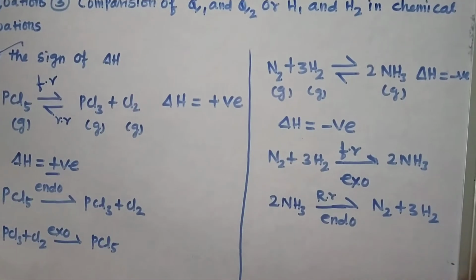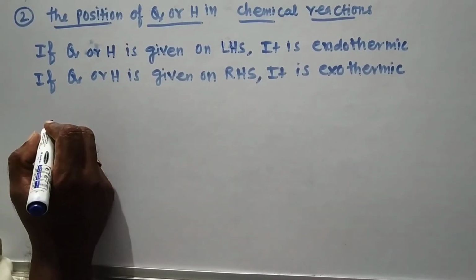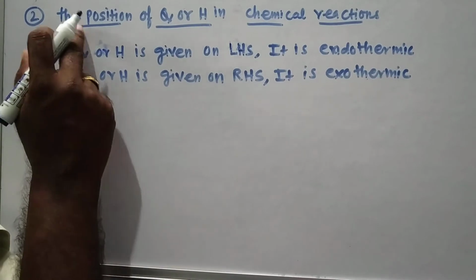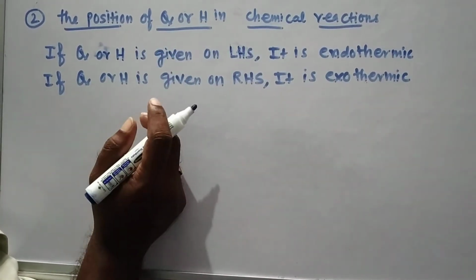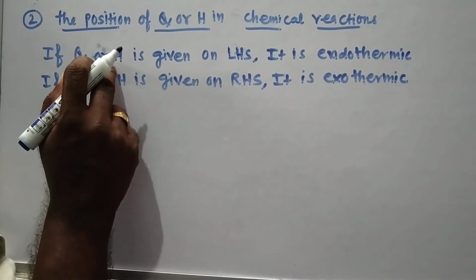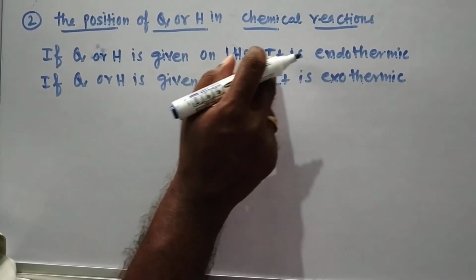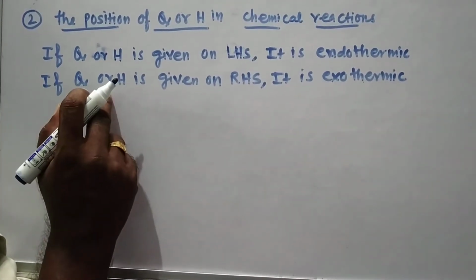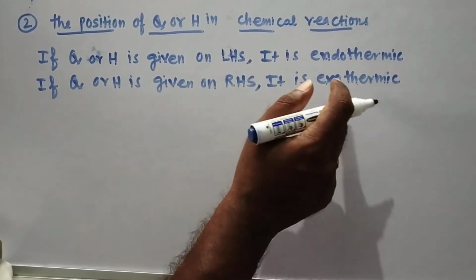Okay, now I am going to take the second one. Next we are going to discuss the position of Q or H in chemical reactions. If Q or H is given on the left hand side, LHS, then the reaction is endothermic in nature. If Q or H is given on the right hand side, it's exothermic in nature.